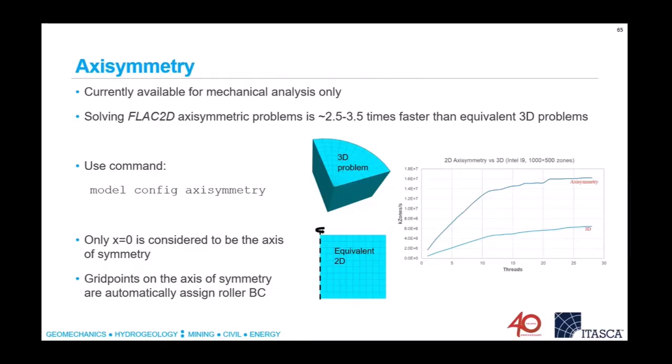Let me talk a little bit about axisymmetry and interfaces. As I mentioned, there's an option to run axisymmetric analysis. In order to configure a model for axisymmetry, you just say model config axisymmetry or model configure axisymmetry. That means that FLAC2D will know that any geometry that we build will be axisymmetric, and the analysis should be axisymmetric.